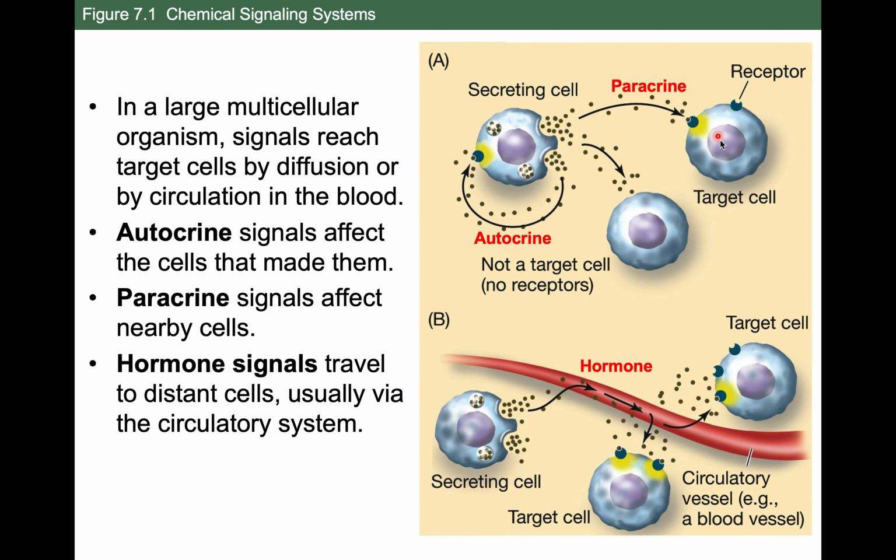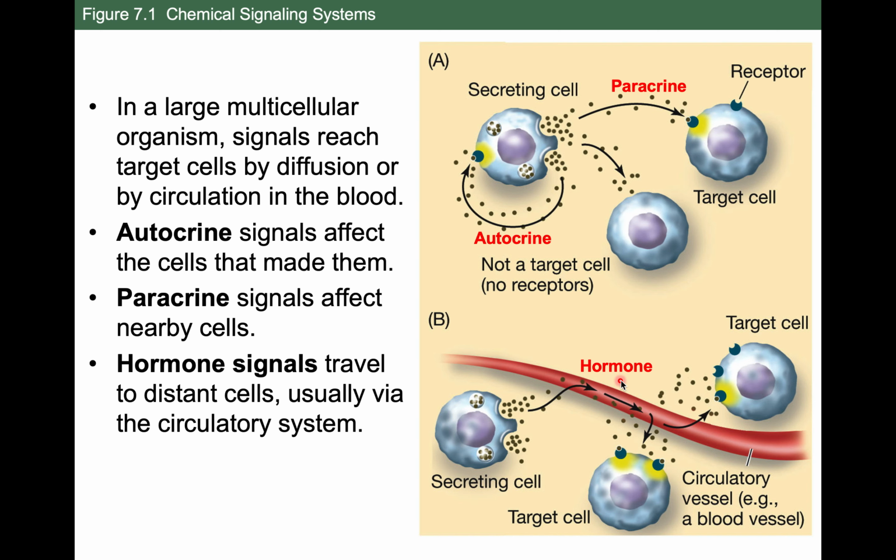But this would be an example of paracrine signaling up top. So this cell on the right is being signaled by this cell on the left, short distance signaling. And then lastly, we have hormone signaling, which is used in multicellular organisms to transmit long-distance signals.